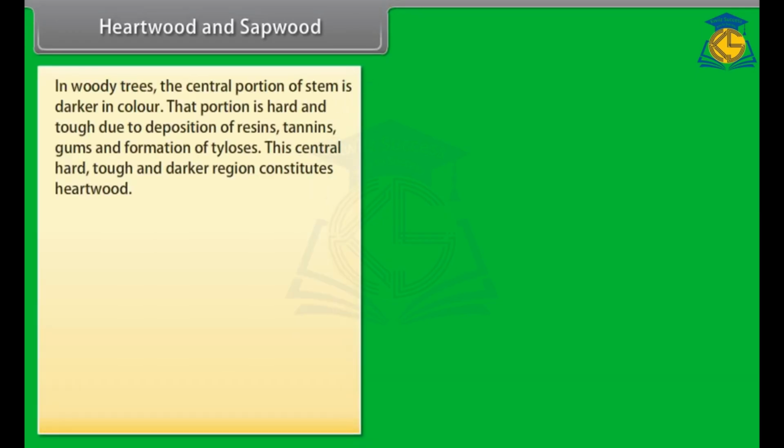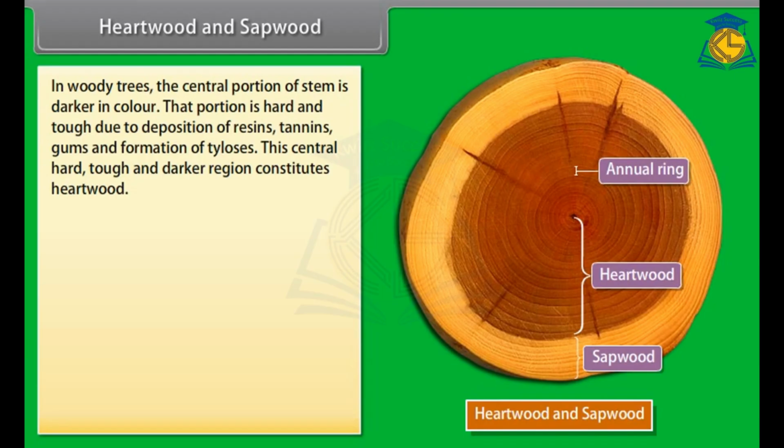Heartwood and sapwood. In woody trees, the central portion of stem is darker in color. That portion is hard and tough due to deposition of resins, tannins, gums, and formation of tyloses. This central hard, tough, and darker region constitutes heartwood.